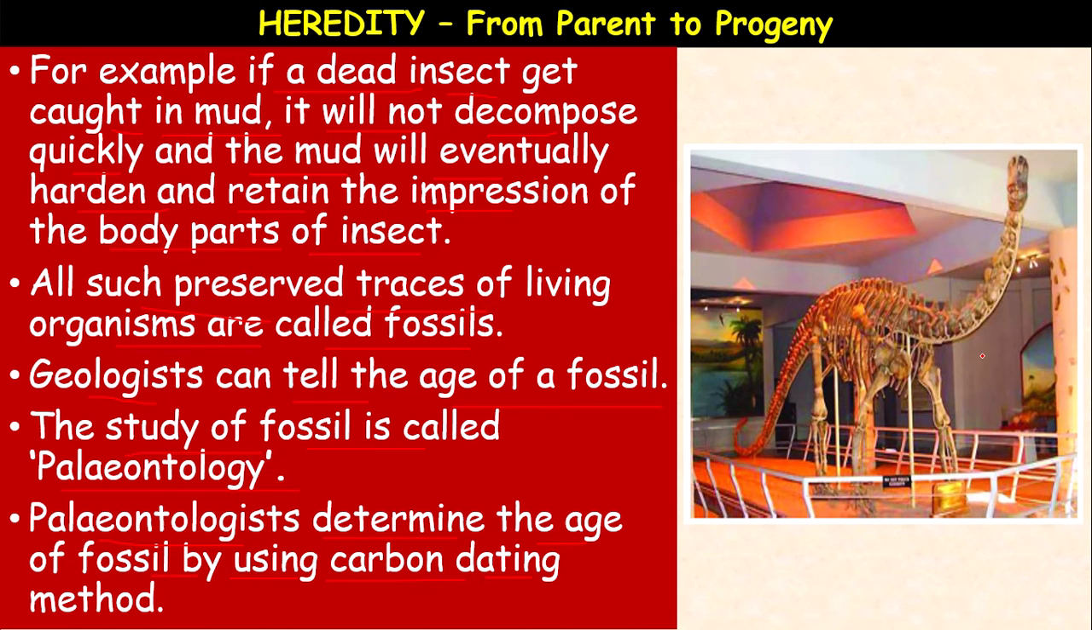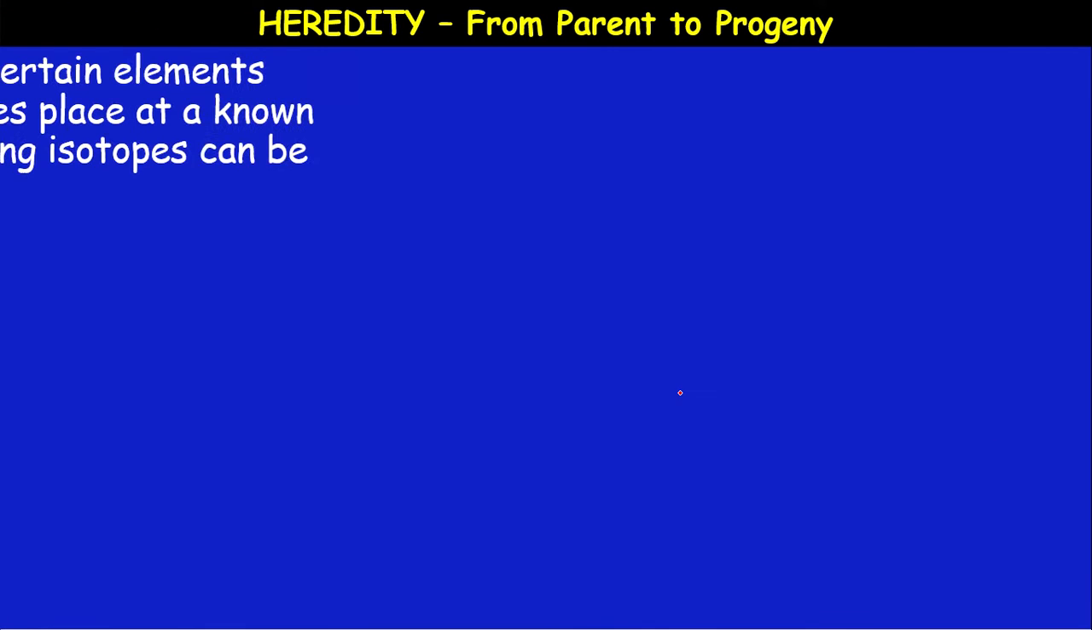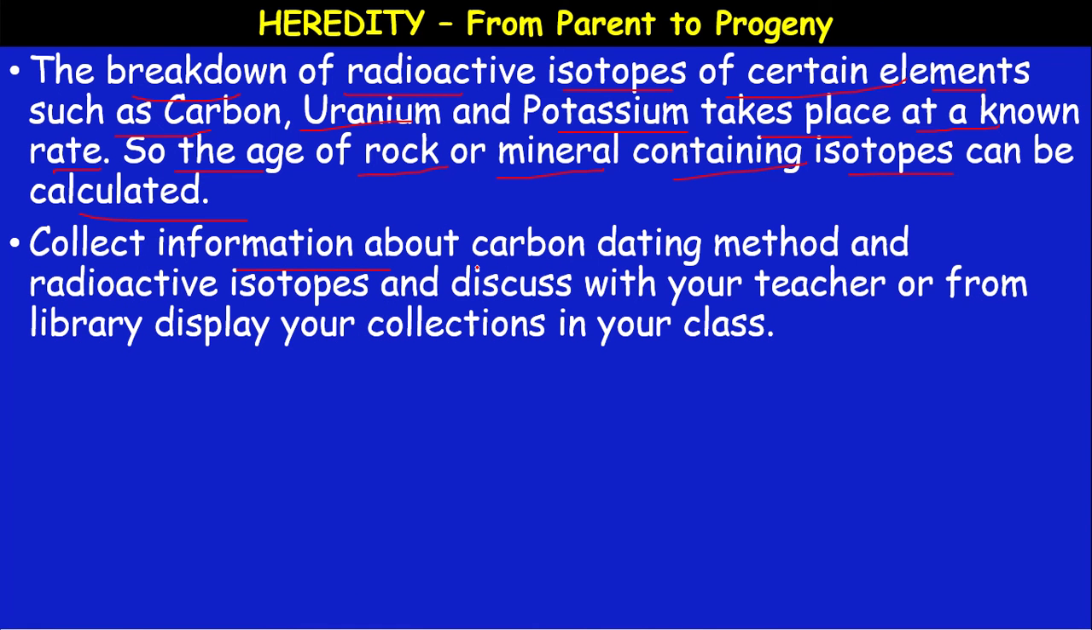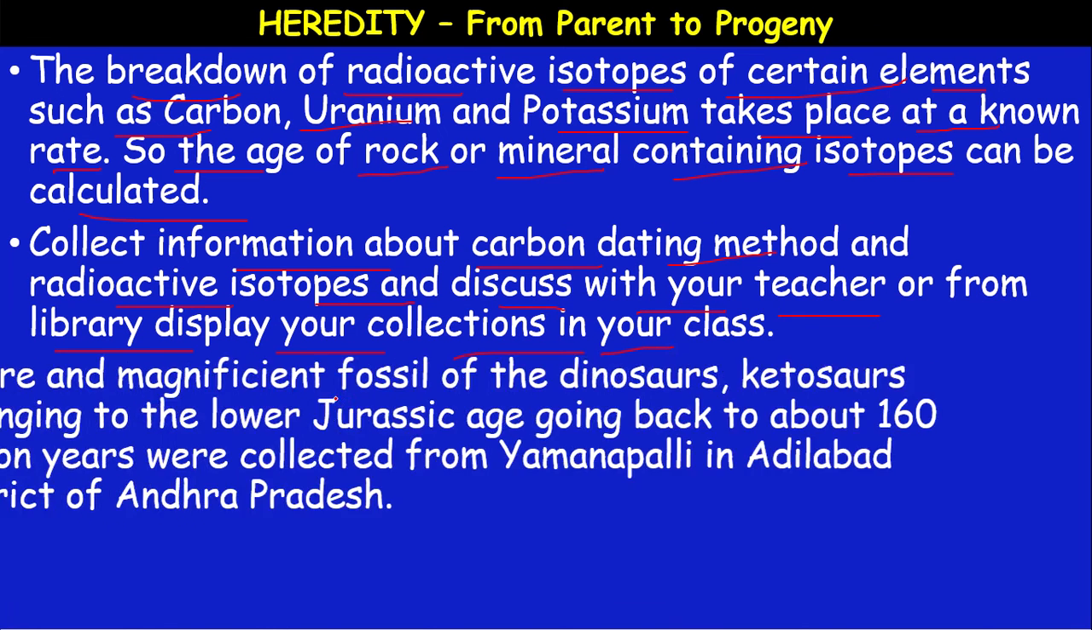So, this is based on the evidences. It is an artificial dinosaur which is constructed using plaster of Paris. The breakdown of radioactive isotopes of certain elements such as carbon, uranium and potassium takes place at a known rate. So, the age of the rock or mineral containing isotopes can be calculated. Collect information about the carbon dating method and radioactive isotopes and discuss with your friends in this class. In the library, display your collections in your classroom.